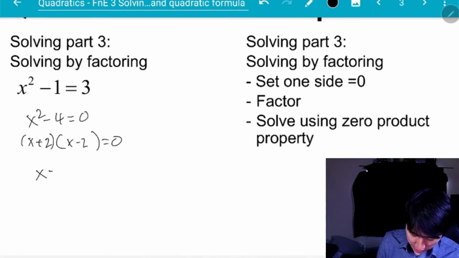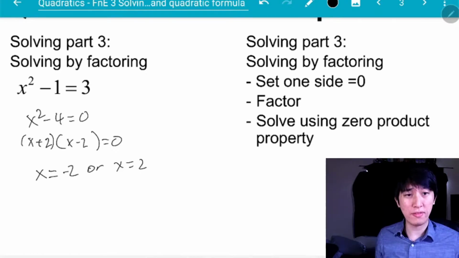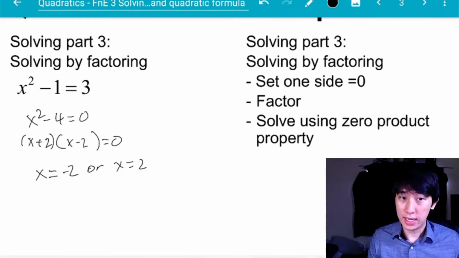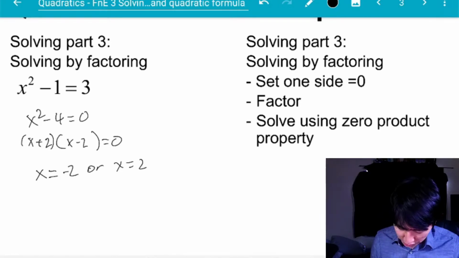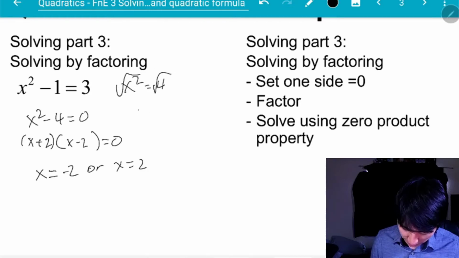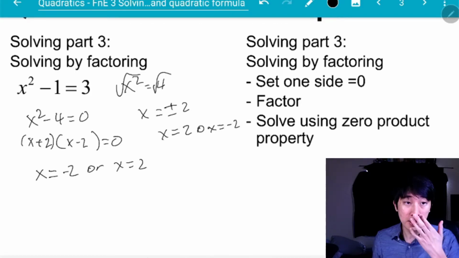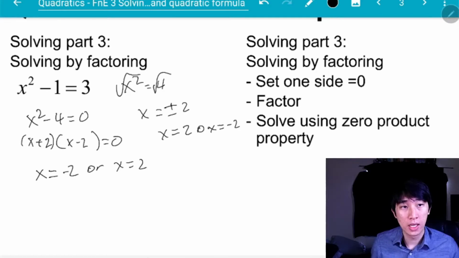And then from here, it's just x equals negative 2 or x equals 2. Again, I'm speeding this up because by now you should be familiar with how to use the zero product property, so we're just going to breeze through it. And again, that's it. If you solved using the square root method, same idea. x squared equals 4, square root both sides. So we have x equals plus or minus 2. So x equals positive 2 or x equals negative 2, which is the same answer that we would have gotten. But when you're solving by factoring, all you do is you set one side equal to 0.